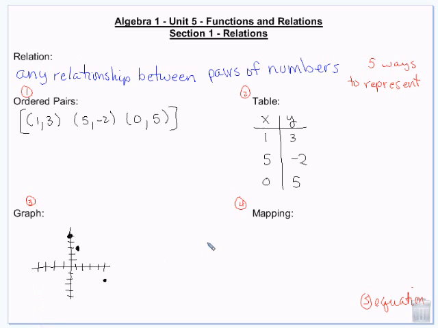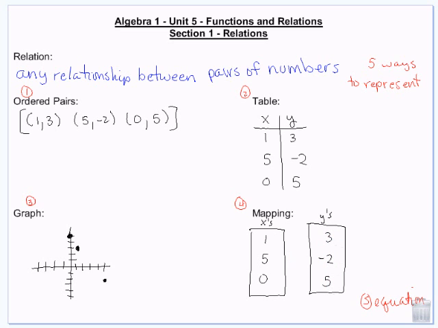Or we can do what's called a mapping. Now, mapping, we create 2 rectangles. The first rectangle are our x's, the second rectangle is our y's. And we draw an arrow to show which numbers go together. So 1 goes to 3, 5 goes to -2, 0 goes to 5. Yeah, I should say that. I'll put that down here a little bit better.